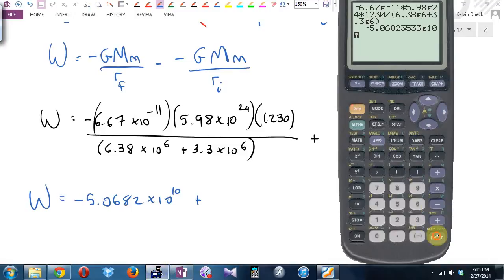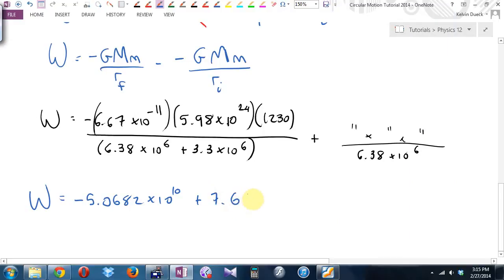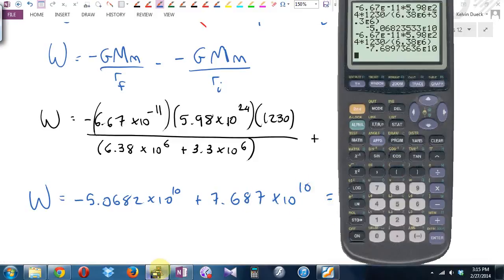Wonderfully, I should be able to just backspace and delete, delete, delete. Ignore the negative. I forgot to delete the negative. So plus 7.687 times 10 to the 10th. The change in potential is going to be, okay, I need to make this positive, so times negative 1. Now it's positive. That's another way to delete a negative in a hurry. It's going to be that plus negative 5.0682 times 10 to the 10th. Or again, instead of going plus negative, I could have just gone minus, right?